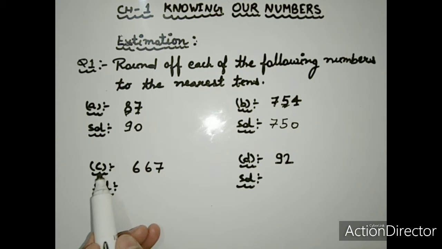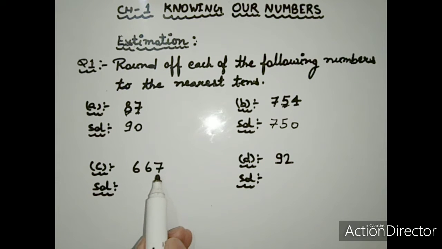Now the C part. Here again we will check the digit in the ones place. The digit in the ones place is greater than 5. So the digit in the required place, the tens place, increases by 1, 6 plus 1 is 7. We write 6 as it is, then 7, and the ones digit is replaced by 0. So 667 is nearest to 670.